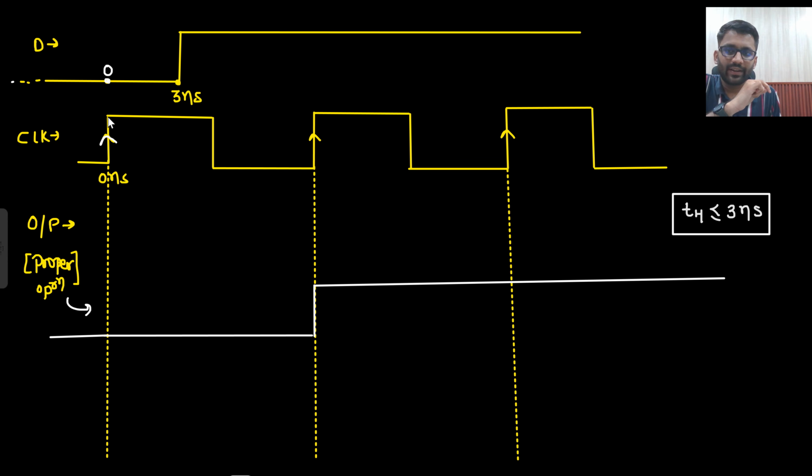You just stand here, what will you do? You will look back and look ahead. If you are looking back, you see that okay, there is enough time, so there is no chance of setup violation. If you are looking ahead, what do you get to know? That after 3 nanosecond, my input is changing. So that means my hold time should be less than 3 nanosecond so that it can sample 0 perfectly. Otherwise, it would not be able to sample 0 perfectly. If it is stable, then only it would be able to sample the 0 perfectly.